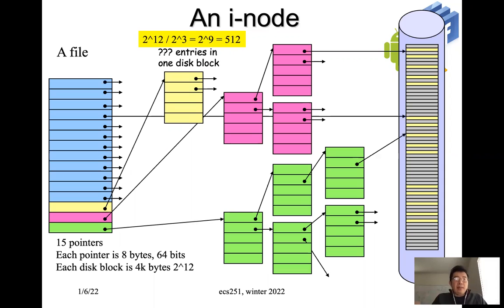But anyway, in this kind of block, everything is power 2. And each block, because the size is 4K, is 2 to the 12 bytes. And then I have 64-bit architecture, which is 8 bytes. So it's 2 to the 12 divided by 2 to the 3, which is basically 2 to the 9, which is representing 512 pointers. So essentially, what I'm saying is that each pointer block contains 512 pointers.